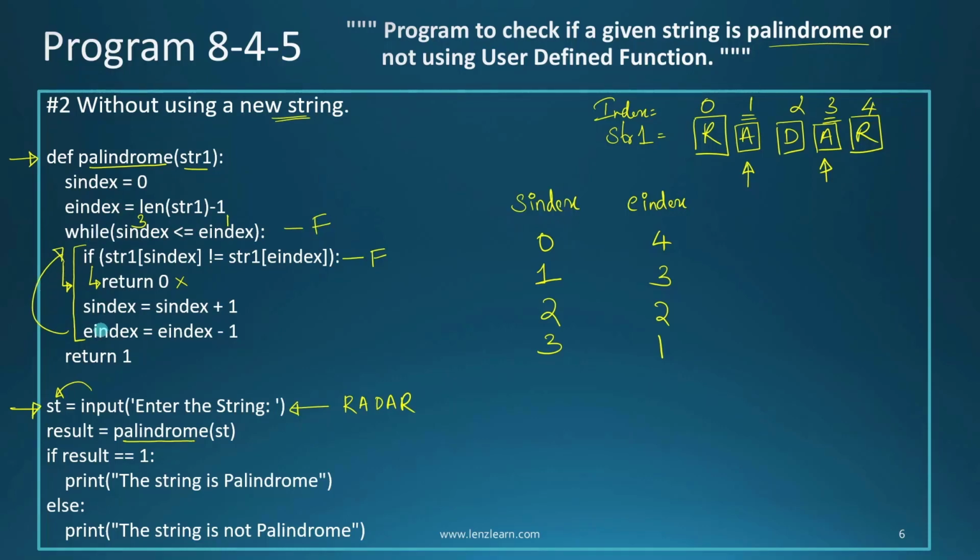Now if the while loop exits, then the next statement is return 1, because that's a palindrome. Now I will return 1, so the control will come back to the function call. 1 will be stored into result. Okay, now I will check if result equal to 1. I will print palindrome. So now let us execute this.